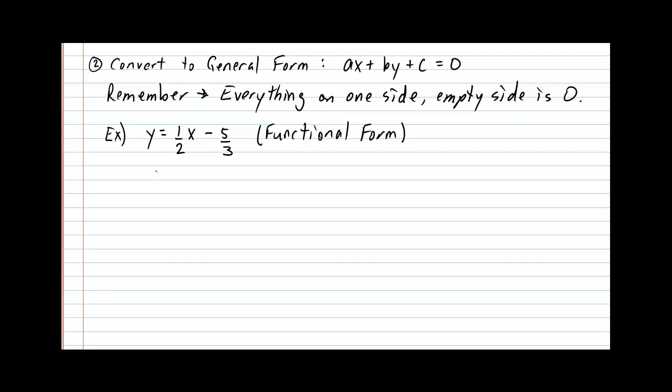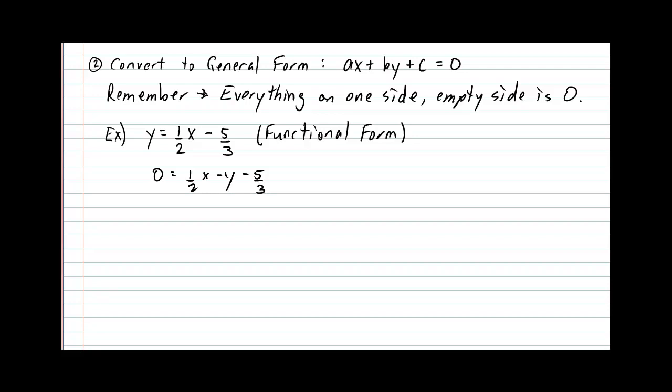So for me, my next line will look like the following. Half x minus y minus 5 over 3. So as you can see, we're halfway there. We have everything moved over on one side, and the empty side is equal to 0. But there's one more condition for general form. It cannot have any fractions. We have a denominator of 2 and 3 still hanging around.